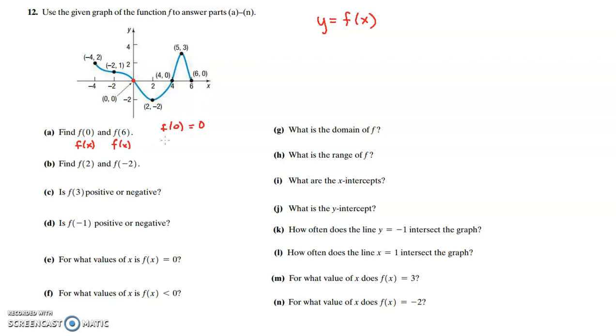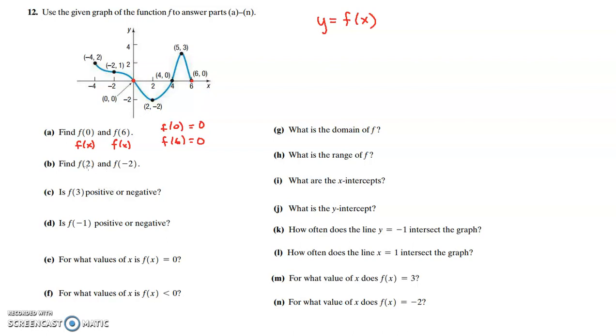Next, we're going to do f of 6. So x is 6, so we come up to the picture and we find where x is equal to 6. That's right here. When x is 6, y is, again, 0. So f of 6 is equal to 0.